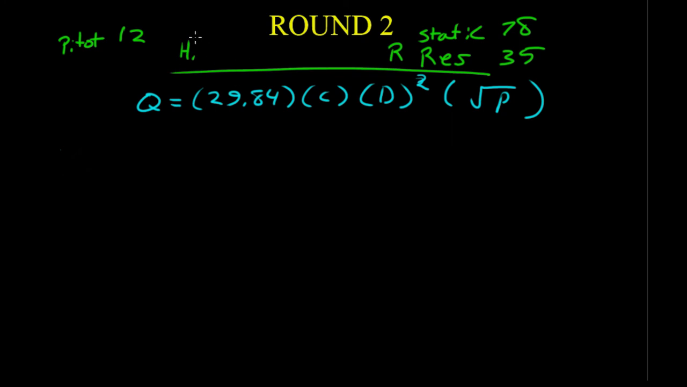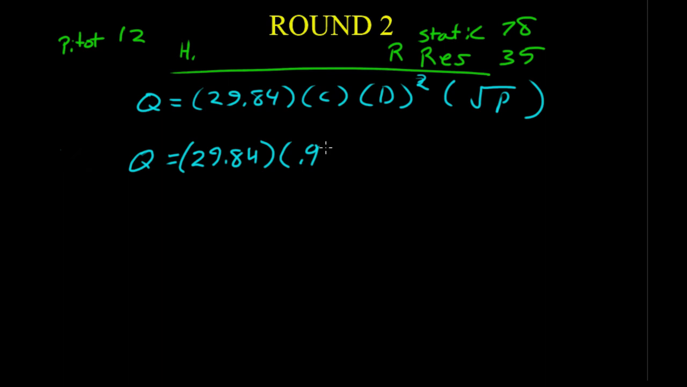Say we've got a fire hydrant, hydrant one again. This time, we do our test. We have a static of 78, residual of 35, and we have 12 on our pitot. So we're going to pick a 0.9 coefficient. So let's rewrite this problem, Q equals, and see if you can get to it faster than I can.